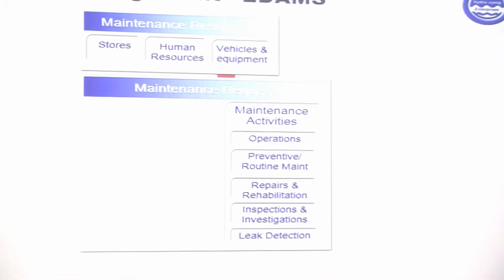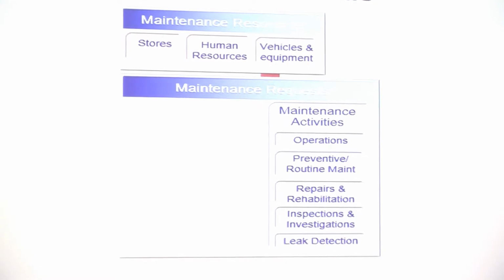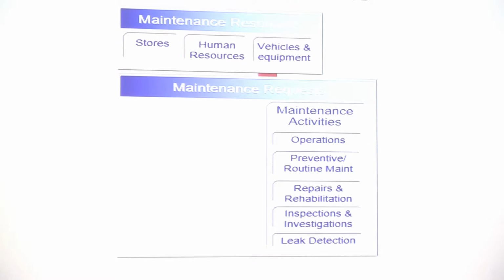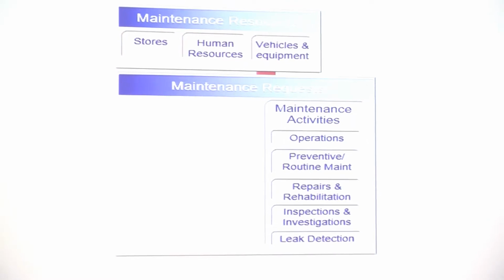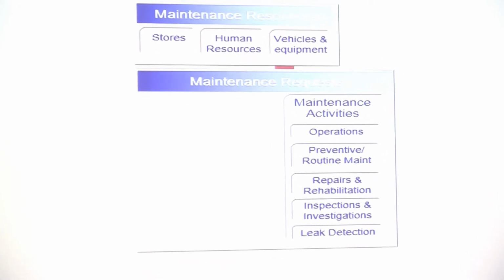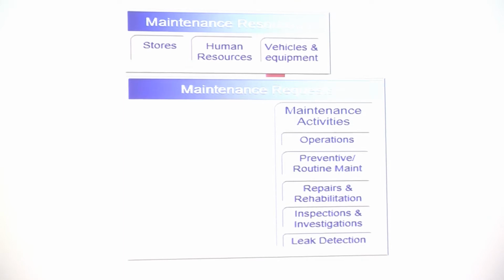This process will be supported again by the EDAM system. The heart of the system is what we call maintenance requests. The system understands and has a whole library of maintenance activities. So you're going to see, when you start the process, we have a full library of 1,000 standard activities that the utility is doing, all of it translated into Serbian and Bosnian. So this is what the utility does.